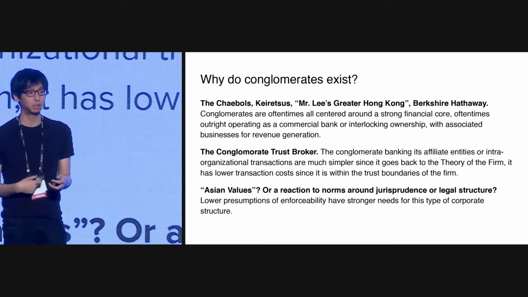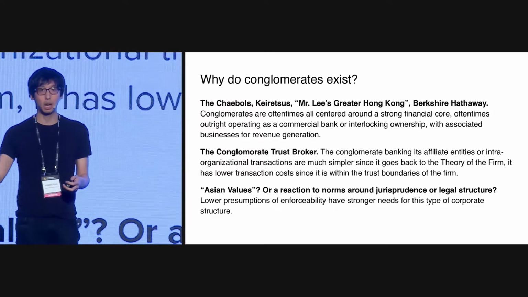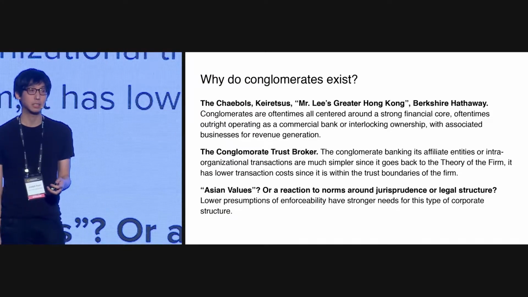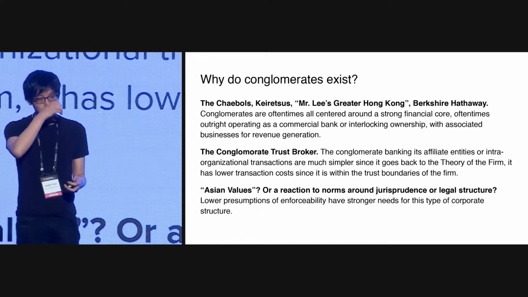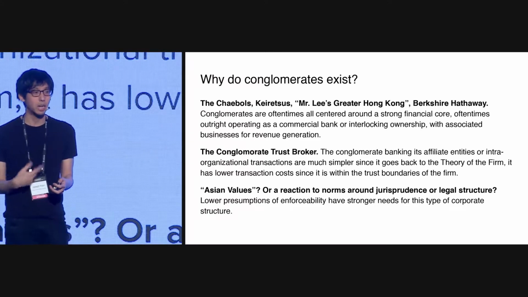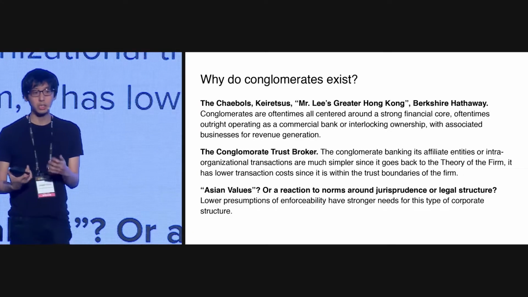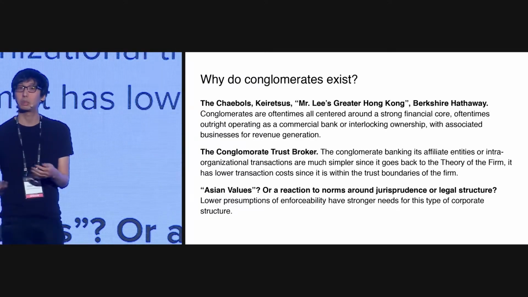We can basically have a presumed level of trust. If you break down the need for trust, which is what the blockchain does and which is what prior presentations talked about, you basically replace the need for a lot of these conglomerate structures. Right? And there's a presumption of, well, why are there so many conglomerates in Asia, right? Is this a notion of Asian values, quote unquote Asian values? Or is it a reaction to norms around jurisprudence or some legal structure?